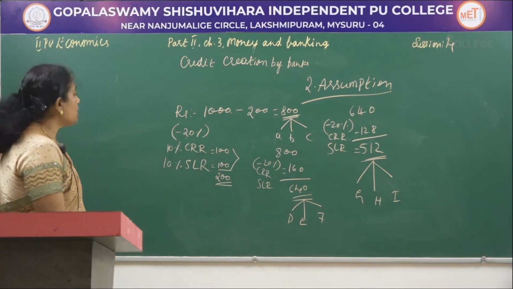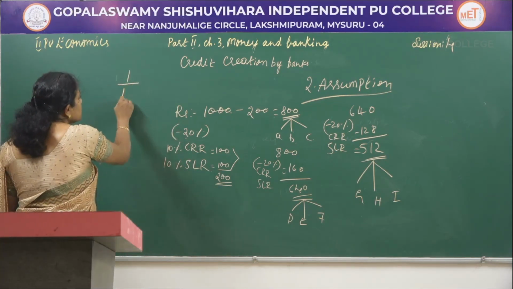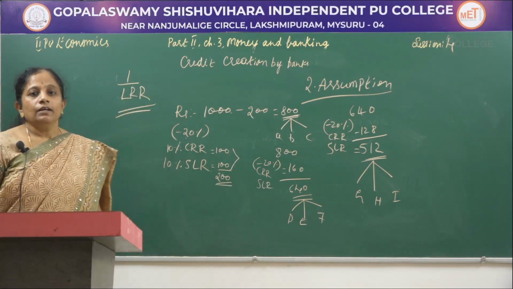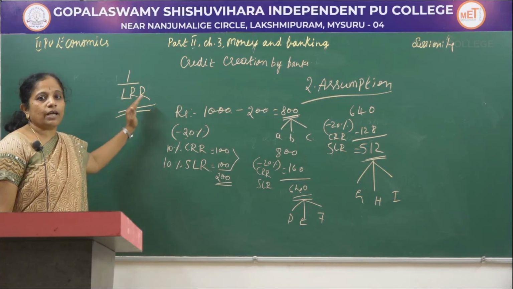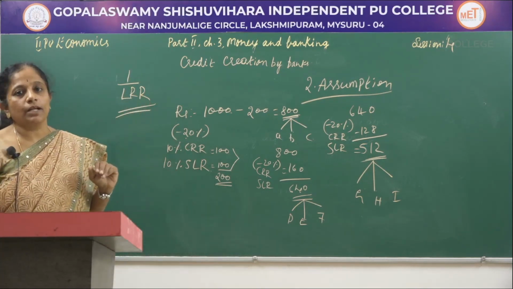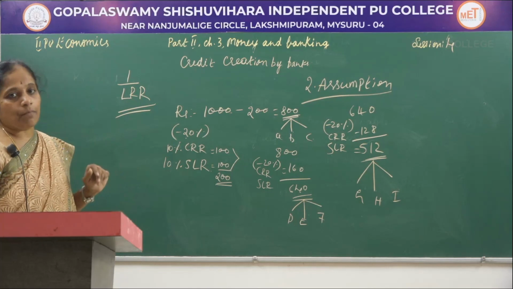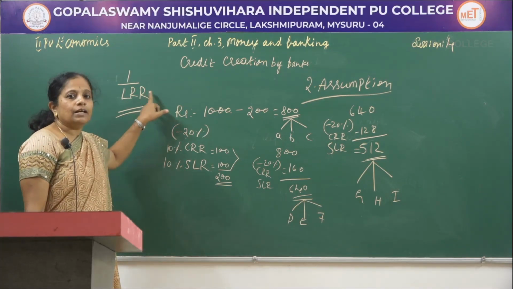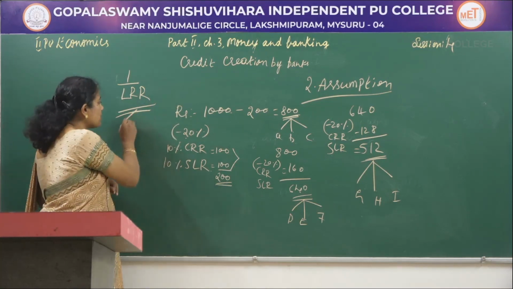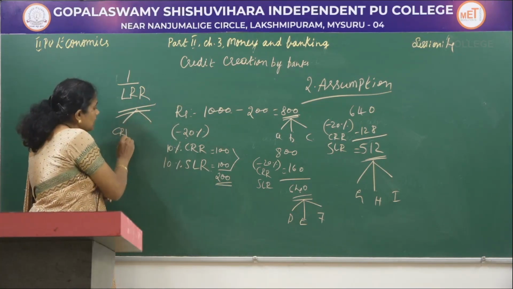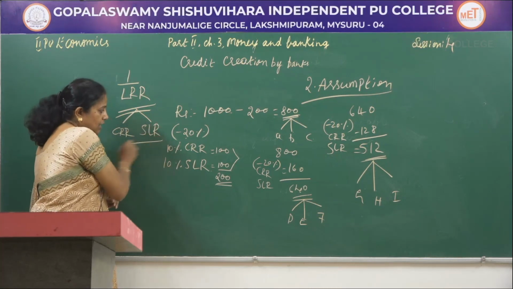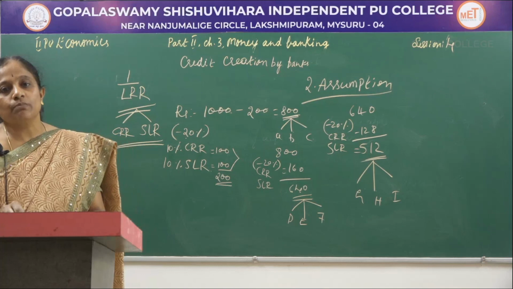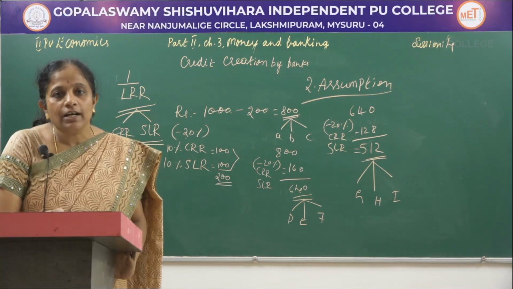So the formula to calculate the money multiplier is 1 divided by LRR. The formula to calculate the credit multiplier or money multiplier is 1 upon LRR. The LRR is the legal reserve ratio. It is comprised of CRR as well as SLR. So this is the way a commercial bank generates money through the initial deposit.